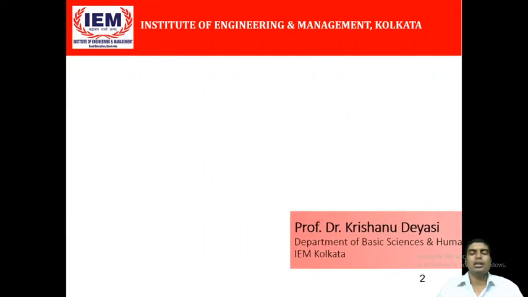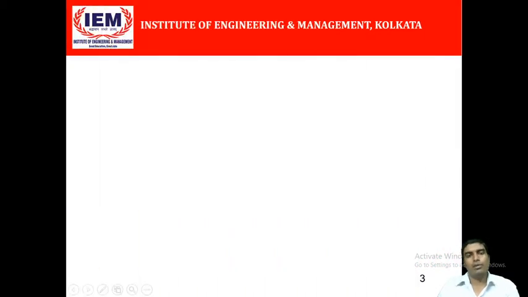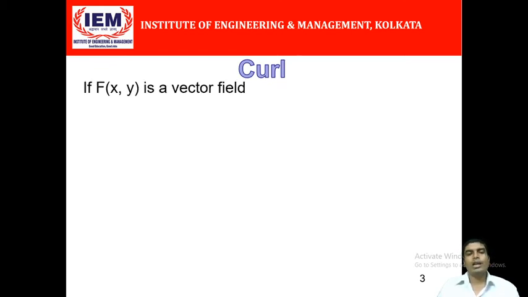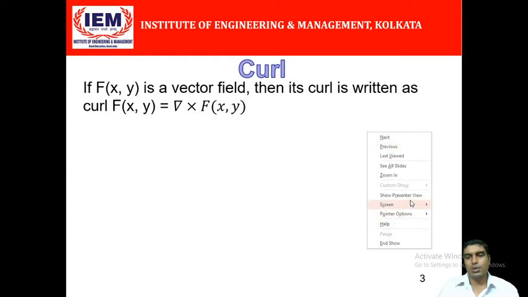So in this lecture, I will talk about the curl of a vector field. Suppose we have one vector field, let's say f of x y, and we want to find out the curl of this function. Then this is basically written in this way: curl of f of x y, that is the cross product. Previously divergence was a dot product, so this is the cross product.